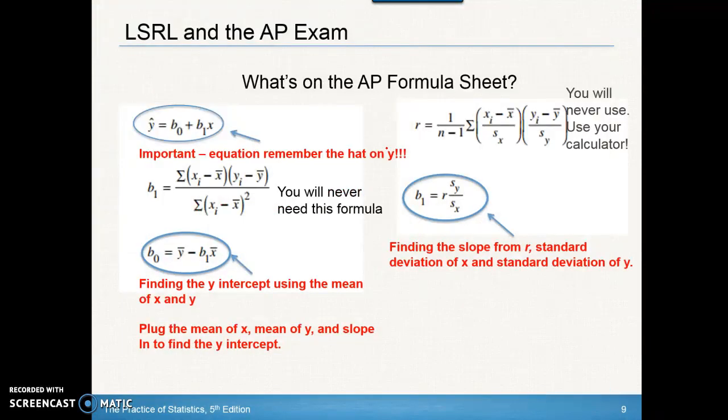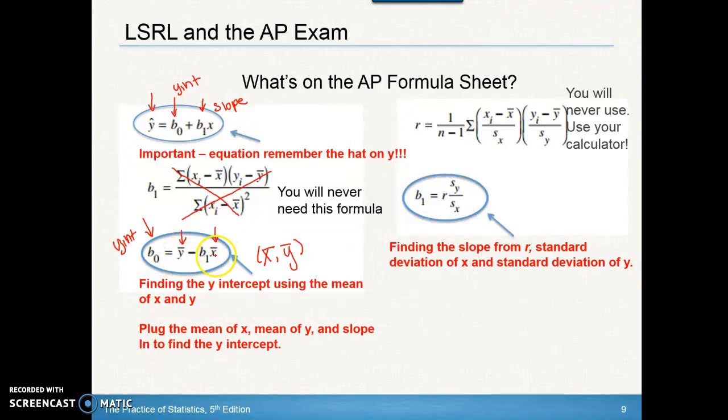All right, now what exactly is on the AP exam formula sheet? Number 1, this is what it's going to look like. Make sure you include that y hat. b0 is your y-intercept, and b1 is going to be your slope. You can cross this off of your formula sheet. You're never going to have to do that, your calculator will give it to you. And this formula right here is just a rearranging of the top formula. It's saying here is how you find your y-intercept, by taking y bar minus the slope times x bar, and that's because x bar and y bar are a point that is on the line.